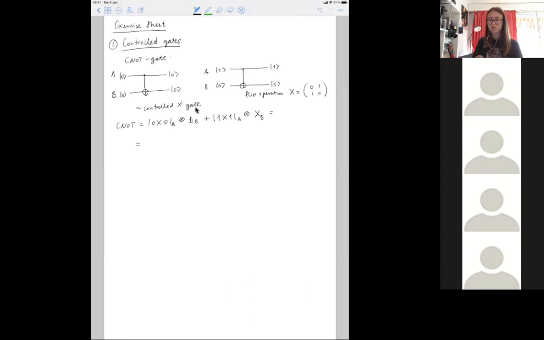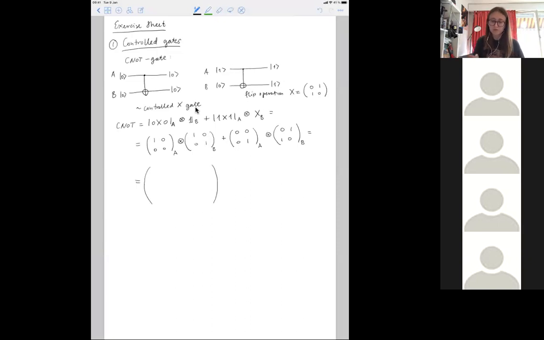And just as an exercise, we can also write it out in how it looks in terms of the matrix in the 0, 1 basis. So 0, 0 would correspond to this matrix, tensor product with the identity. So this is on A, this is on B, plus this is on A, plus tensor product, the flip on B. And now we just have to calculate the tensor products.